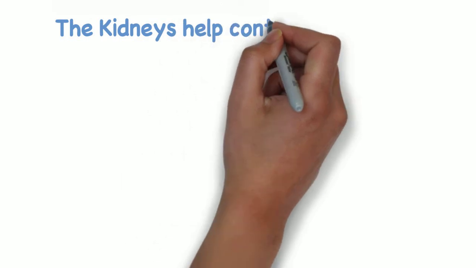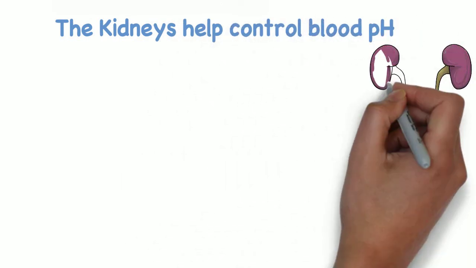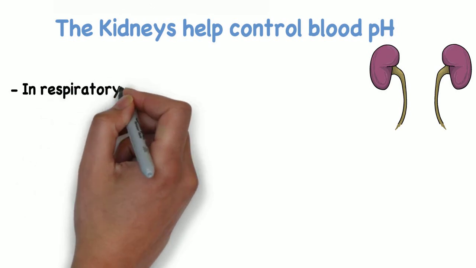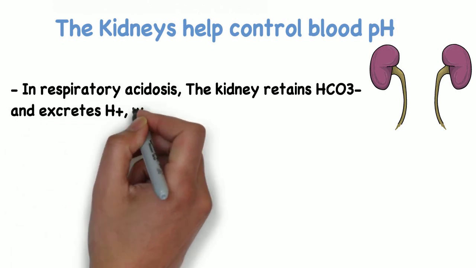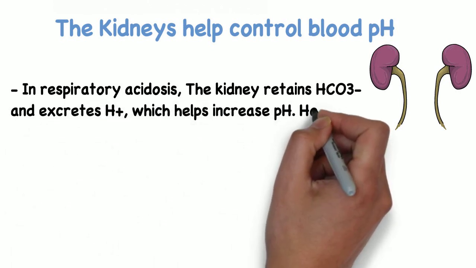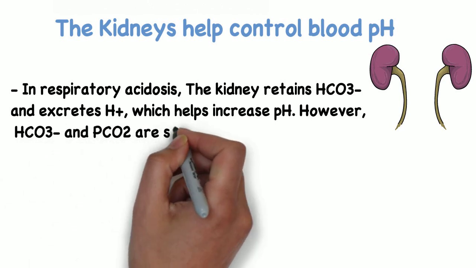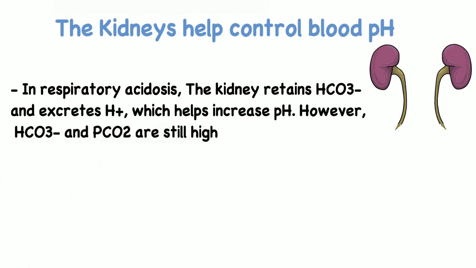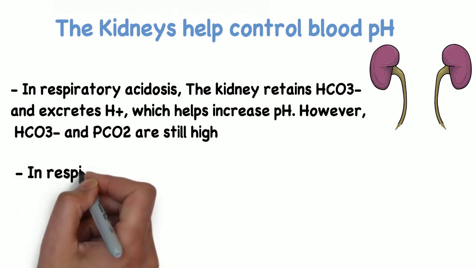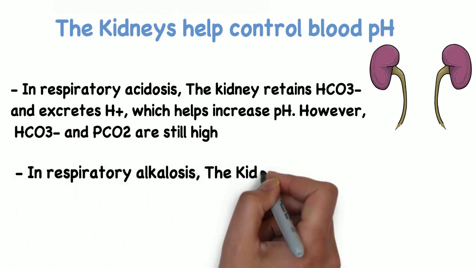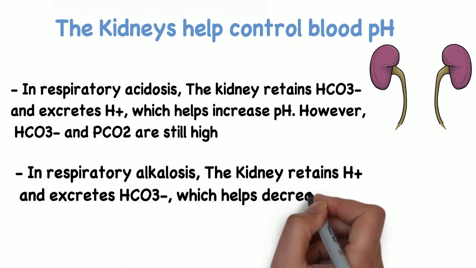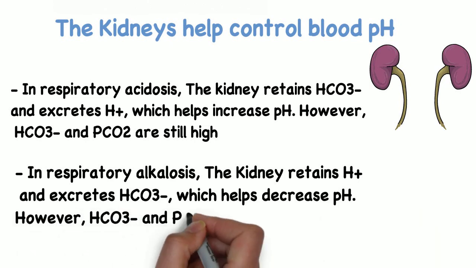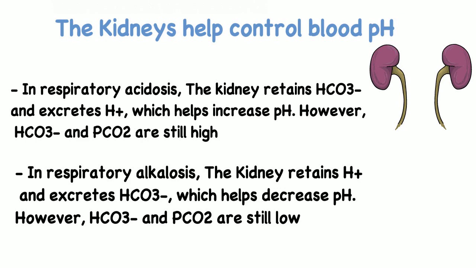The kidneys also play an important role in maintaining blood pH. For example, in respiratory acidosis, the kidneys retain bicarbonate ions and excrete hydrogen ions, which helps increase blood pH. However, bicarbonate ions and the partial pressure of CO2 are still high. On the other hand, in respiratory alkalosis, the kidneys retain H+ hydrogen ions and excrete bicarbonate ions, which helps decrease blood pH. However, bicarbonate ions and the partial pressure of CO2 are still low in this case.